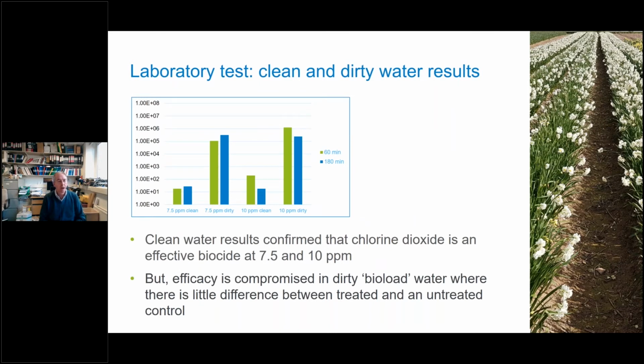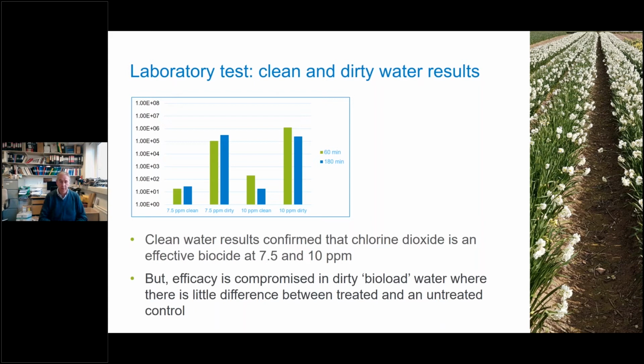At the same time, we were looking at both clean and dirty water systems. And for this, we used 7.5 and 10 parts per million chlorine dioxide. And if you look at the figure, it's very apparent that clean systems provide actually very good control, so down from my 10 million spores per milliliter down to almost 10, possibly 100 spores per milliliter, showing that chlorine dioxide is a very effective biocide in clean water conditions.